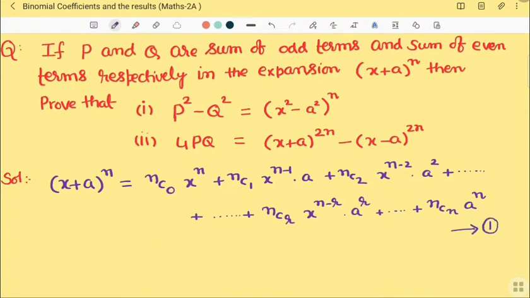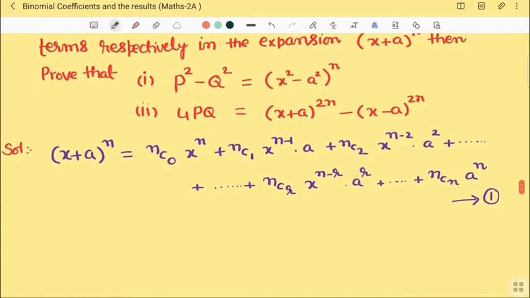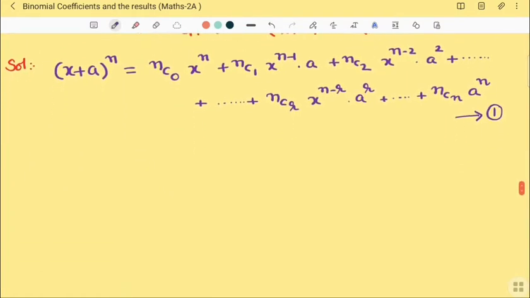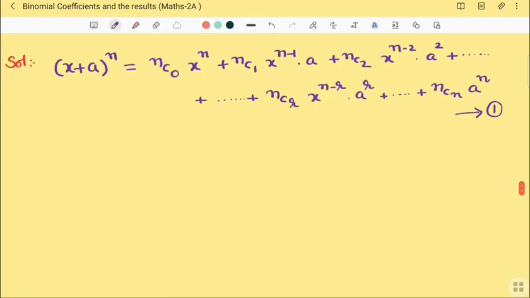Here in the question, if you observe the second question, (x − a) whole power 2n is there. So we need to write (x − a) whole power n also. Wherever plus a is there, you replace it with minus a, so the expansion of (x − a) whole power n will come. Dear students, you know this already. So again we have (x − a) whole power n equal to the same expansion, alternately plus and minus we are getting, that's all.